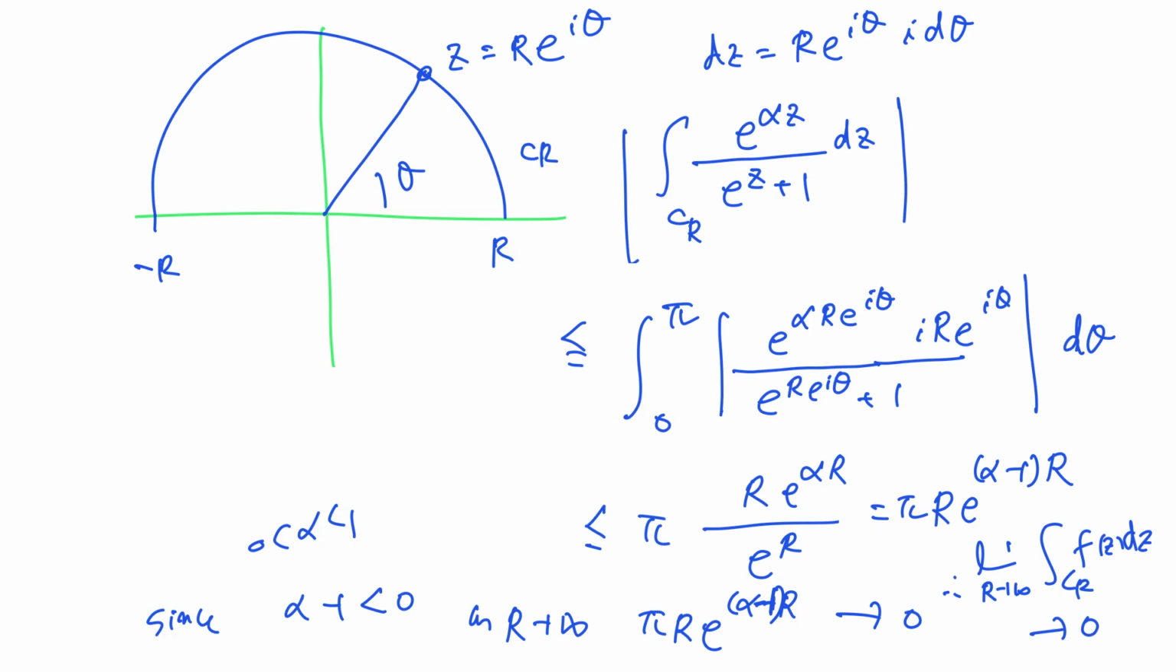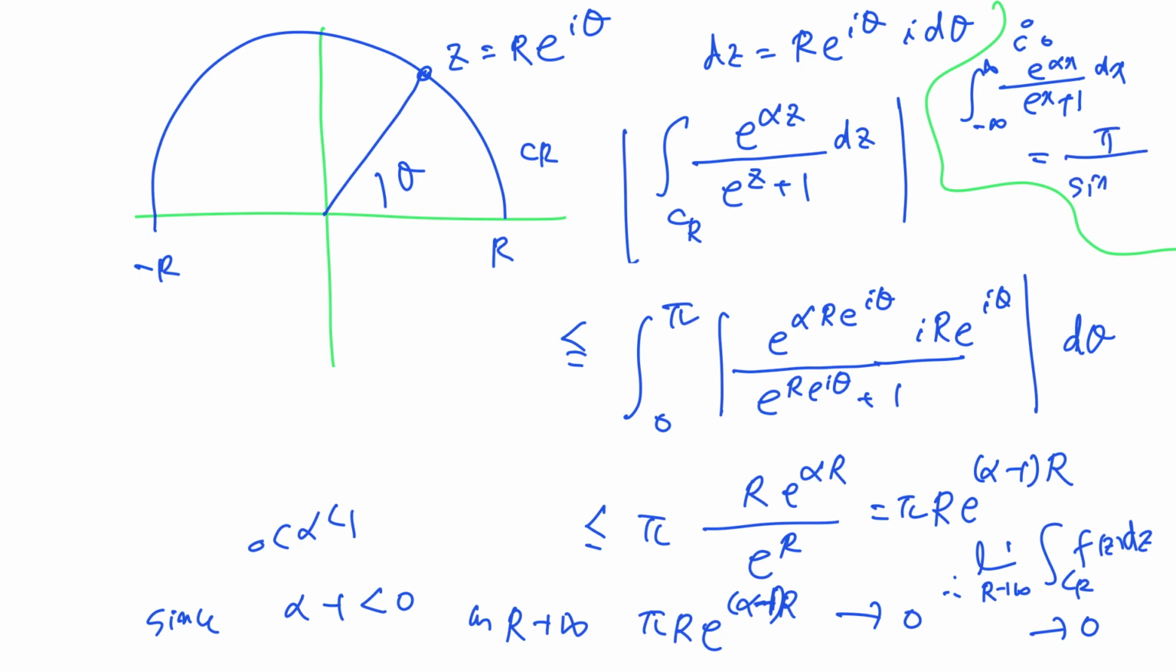Therefore, this integration is pi over sine alpha pi. This is a bit amazing that, again, we have pi. This integral doesn't involve anything related to a circle, right? But nevertheless, the result contains pi. So it looks like pi is everywhere.